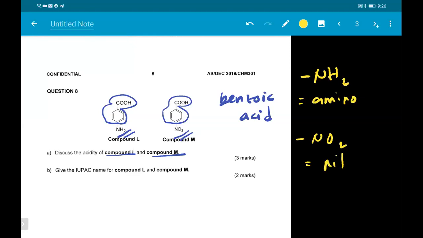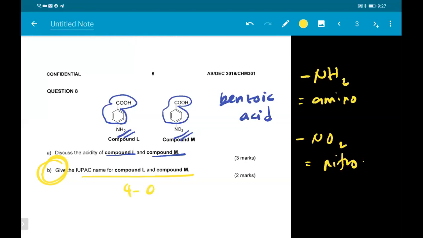Alright, NO2 is nitro. So technically one answer is 4-amino benzoic acid, the other one is 4-nitro benzoic acid. By answering that, you already answer question B. Give the IUPAC name for compound N, compound M. Okay, you already got it. 4-amino benzoic acid, right?